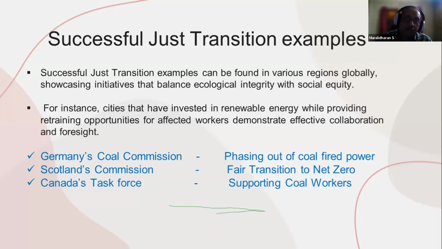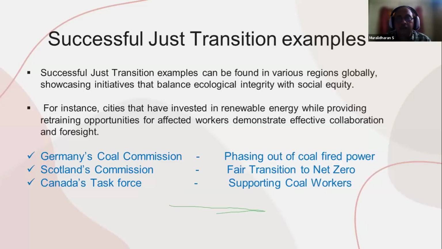So successful transition, just transition, can be found in various regions and globally, showcasing initiatives that balance ecological integrity with the social equity. Both these things are taken into consideration.